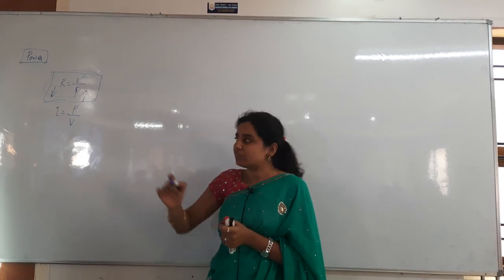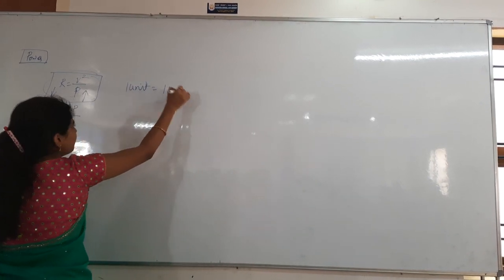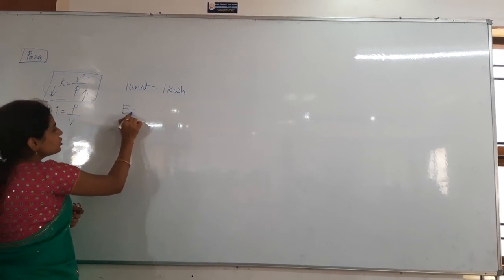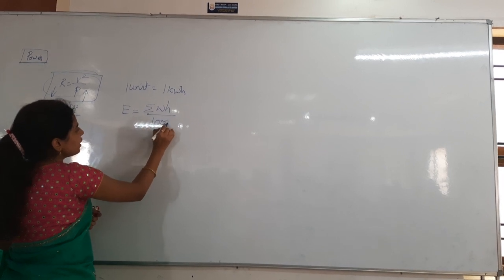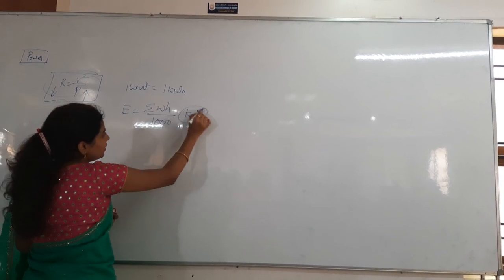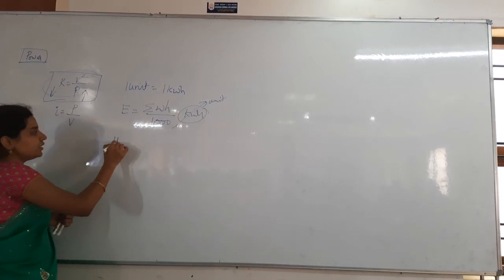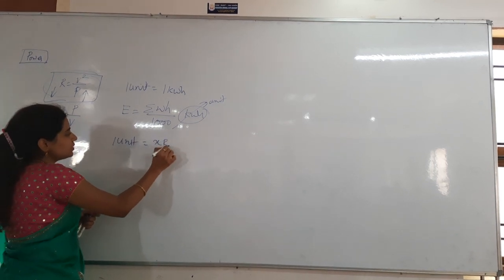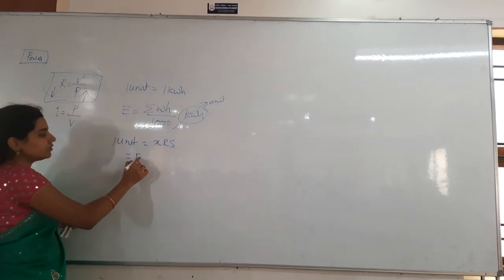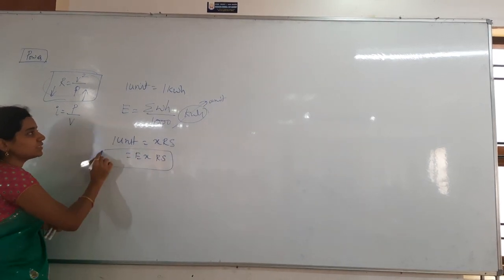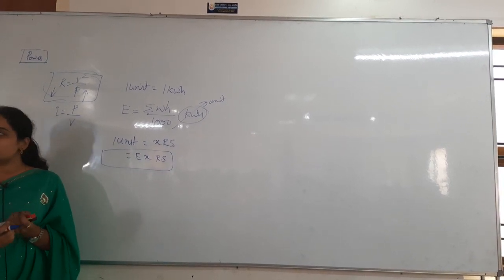Household electrical energy. 1 unit is equals to how much? 1 kilowatt hour. So the total energy consumed E is equals to what we said? Summation of WH divided by 1000, in terms of kilowatt hour. This kilowatt hour is nothing but a unit. So if 1 unit costs X rupees, then the total electricity bill will be E into X rupees. That is the cost of the electricity bill. That is what we have discussed about the electrical energy consumed by household appliances.